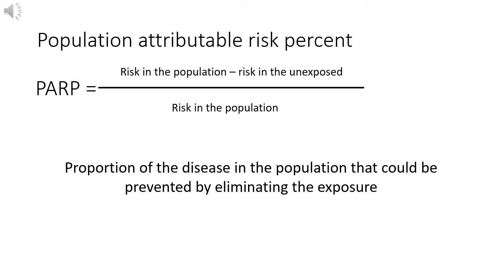Again, we can also calculate a measure called population attributable risk percent. This measure is calculated as follows. In the numerator, there is risk in the total population minus risk in the unexposed. And in the denominator, there is risk in the population. Population attributable risk percent tells us what is the proportion of the disease in the population that could be prevented by eliminating the exposure.